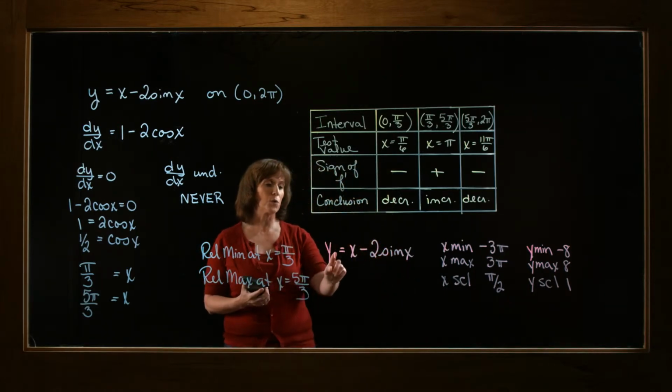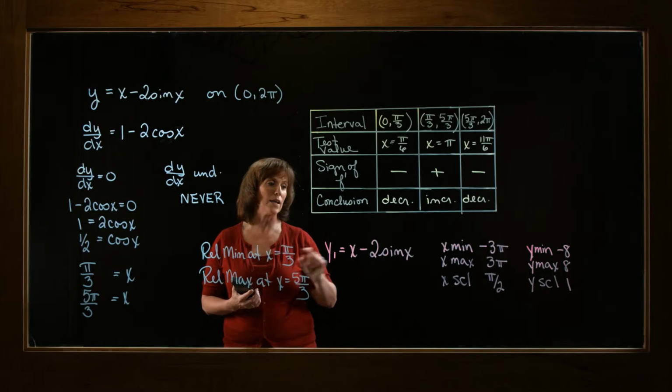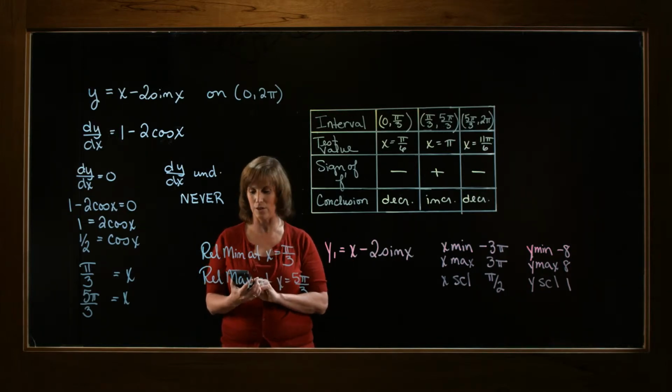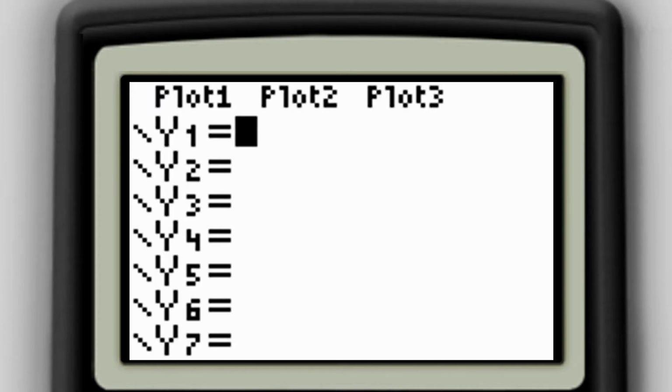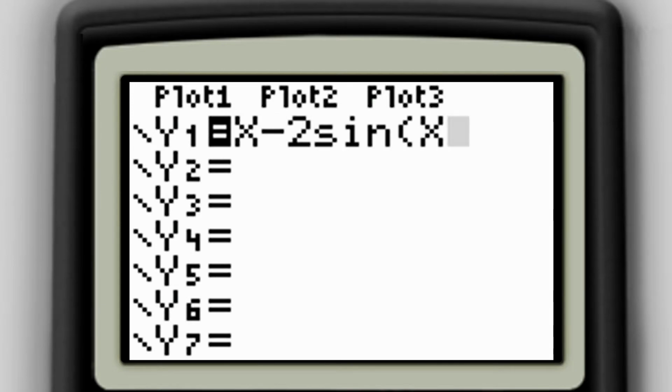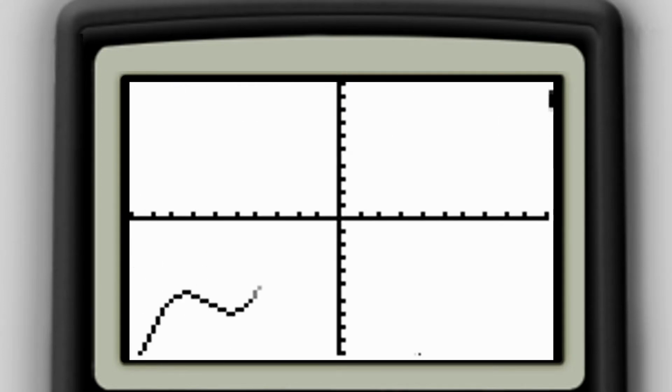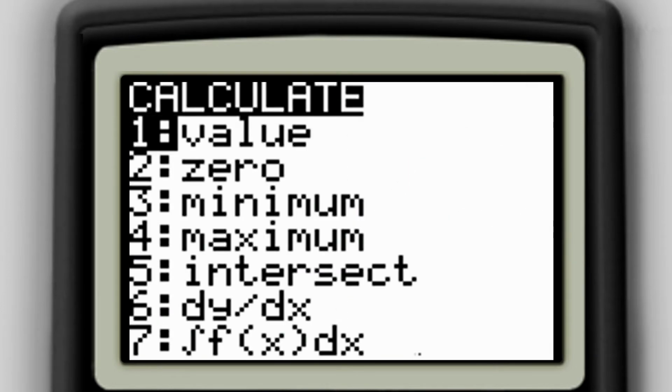So what we're going to do is enter the equation y equals x minus 2 sine x into your calculator. And then you're going to look at the graph. So I'll enter x minus 2 times the sine of x and graph it. Okay, now when I do this, the next thing I'm going to do is calculate the minimum value. So I'll go ahead and hit calculate. I'm looking for the minimum.